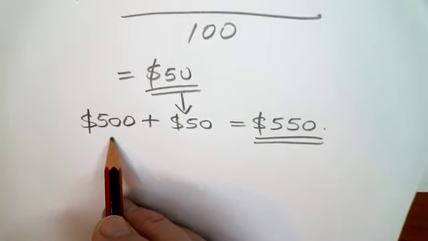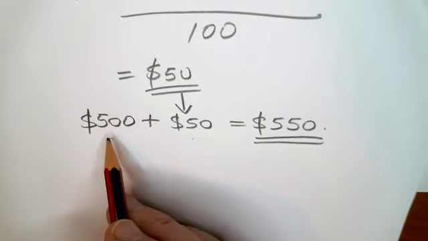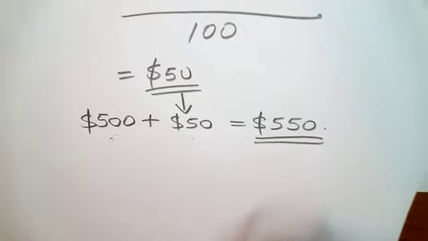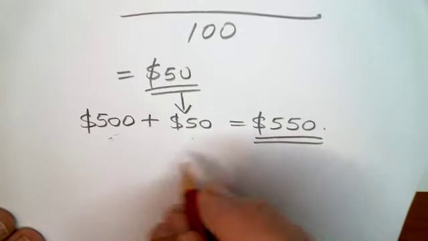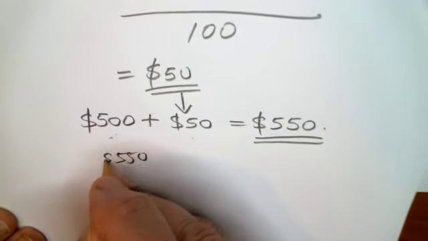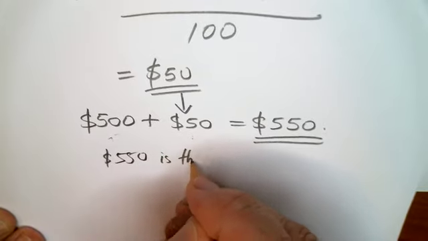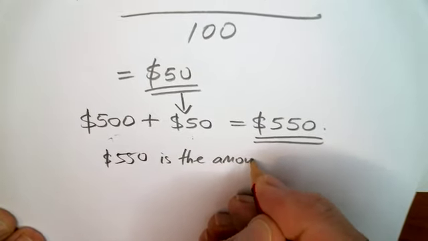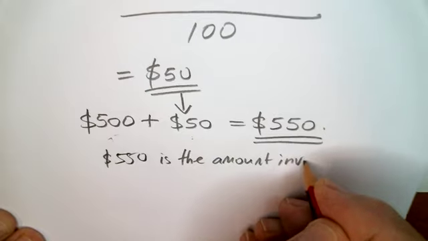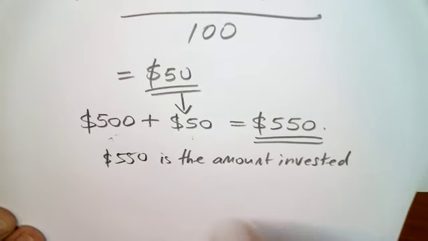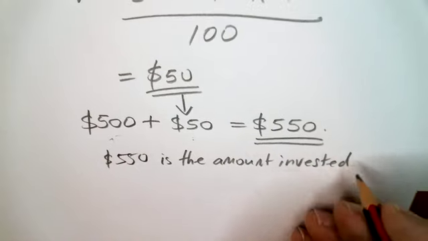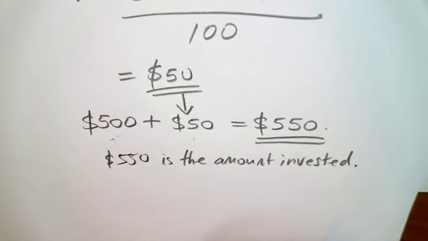We know the principal, we work out the interest, and we add the interest to the principal to give us the amount invested. So we'd say 550 is the amount invested. And your ability to articulate that in writing, verbally as well as numerically, is probably quite a useful thing to be able to do. And that is the answer we're looking for.